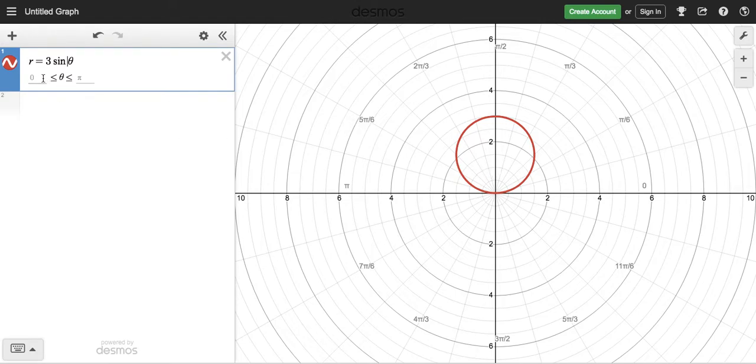If you want, you can restrict theta. So if you want to do just 0 to pi over 2, oh look, it just gives us the half circle. So if there are restrictions on theta, you can include those here. We're not always going to have restrictions on theta. In fact, very rarely will we.